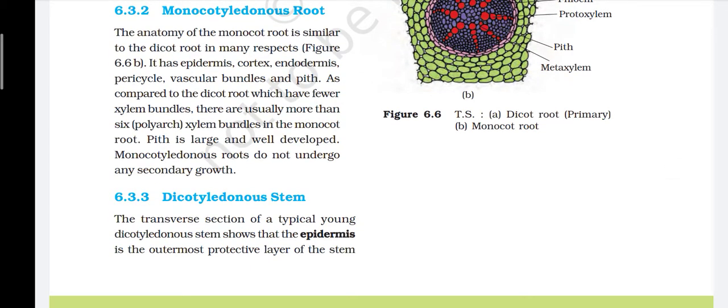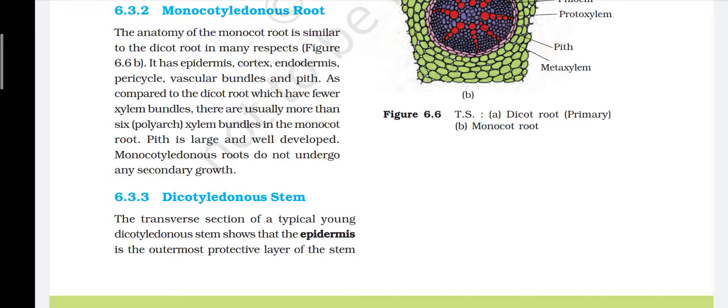Monocotyledonous root. The anatomy of the monocot root is similar to the dicot root in many respects. It has epidermis, cortex, endodermis, pericycle, vascular bundle and pith. As compared to the dicot root which has fewer xylem bundles, there are usually more than 6 polyarch xylem bundles in the monocot root. Pith is large and well developed. Monocotyledonous roots do not undergo any secondary growth.